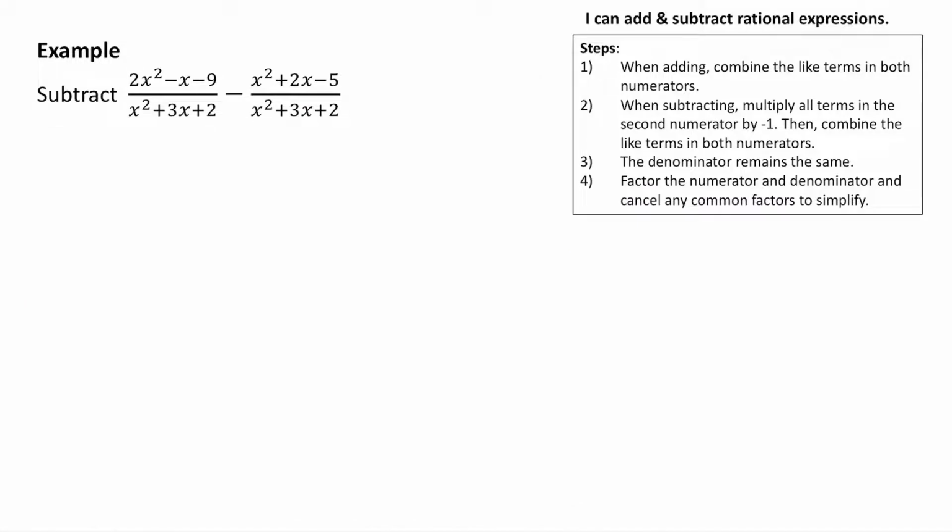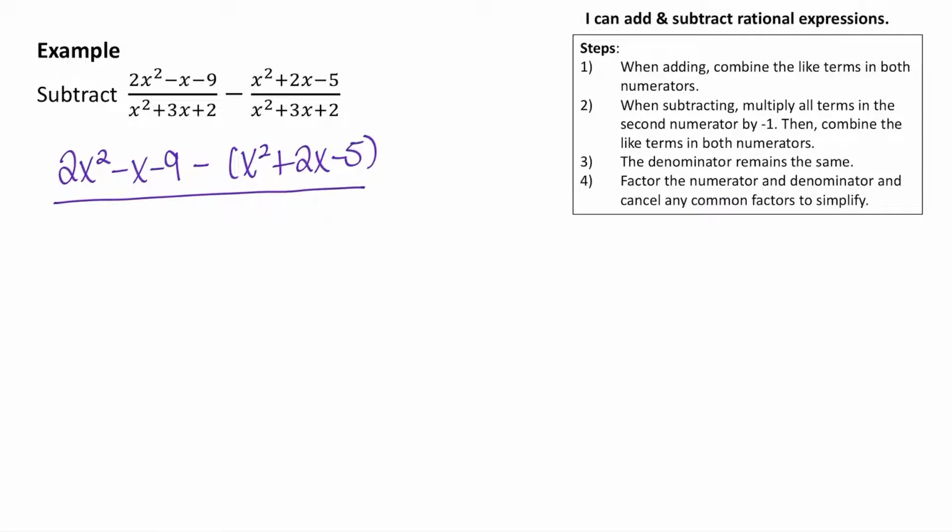So now let's go to the next problem. We have 2x squared minus x minus 9 over x squared plus 3x plus 2 minus x squared plus 2x minus 5 over x squared plus 3x plus 2. So once again, we have like denominators, so we can go ahead and combine the numerators. We have 2x squared minus x minus 9 minus x squared plus 2x minus 5. And that's all going to be over that like denominator, which is x squared plus 3x plus 2.